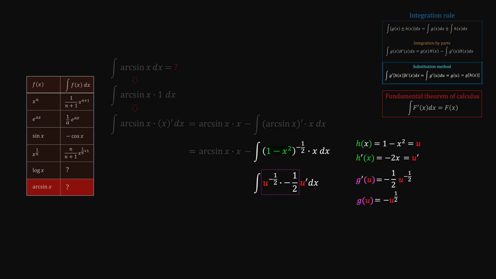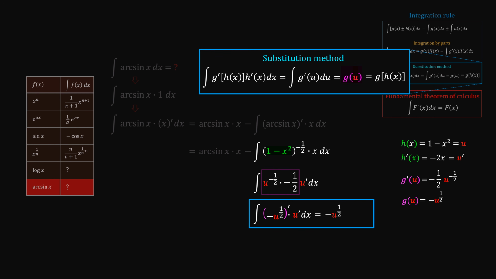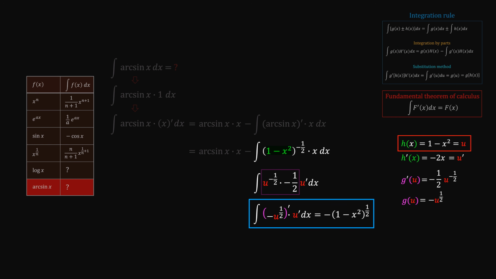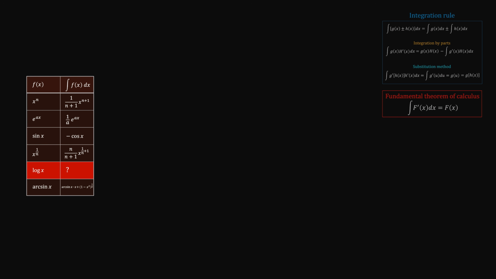Now, the integrand can be viewed as the product of these two derivatives. This way, according to the inverse chain rule, the integral should be function g of u. The last step is to replace everything u in terms of x. Plug it into here. This is the integral for arcsine. Next, let's integrate log x. Here, we use the symbol ln to be clear this is the natural growth rate.